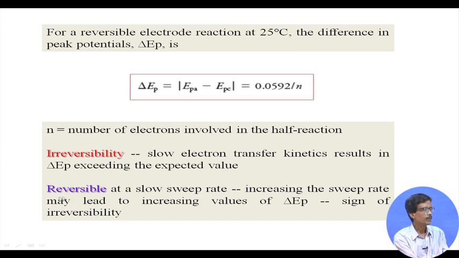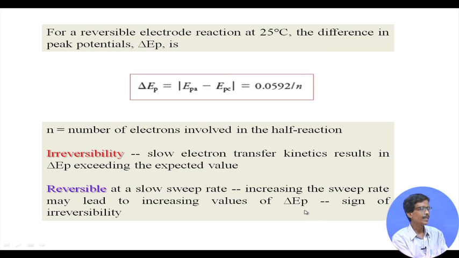Whether you get a reversible response at slow sweep rate depends on the lifetime, in terms of seconds or milliseconds, which gives some idea about the stability of the oxidized or reduced species after the electron transfer reaction on the electrode surface. At slow sweep rate, increasing the sweep rate may lead to increasing values of delta EP. If we sweep at a faster rate but the electron transfer kinetics is not matching that process, delta EP increases. So, we get a sign of irreversibility.